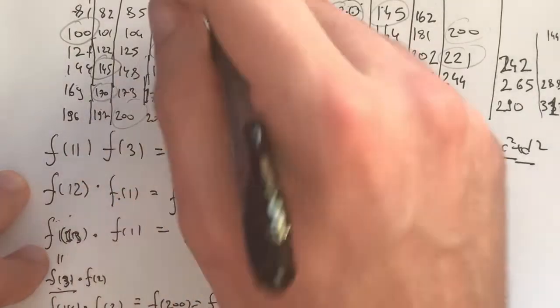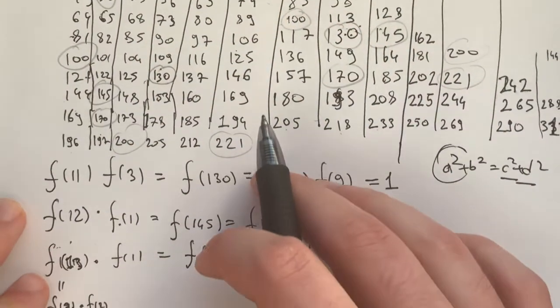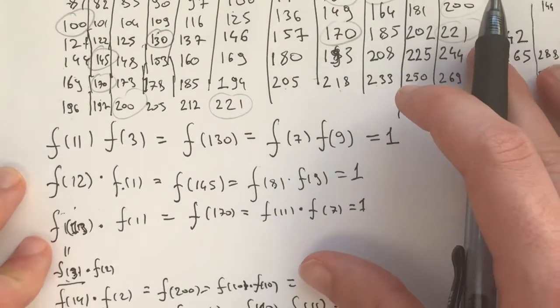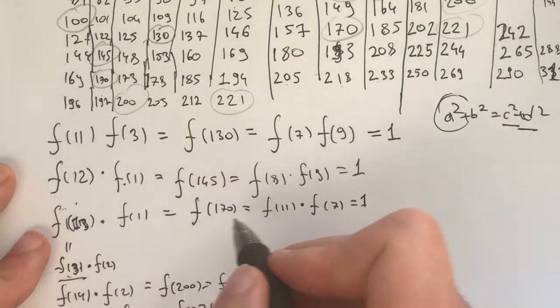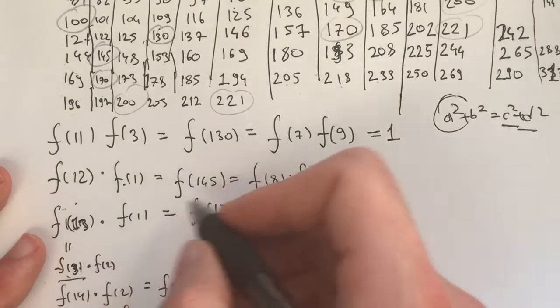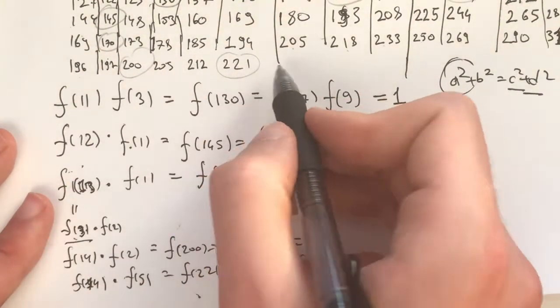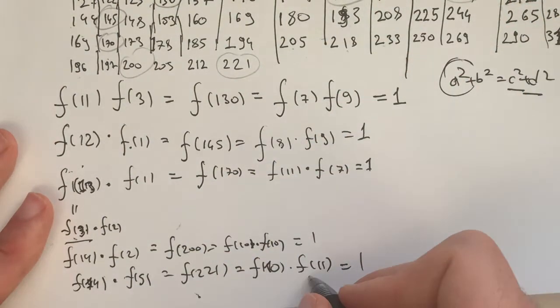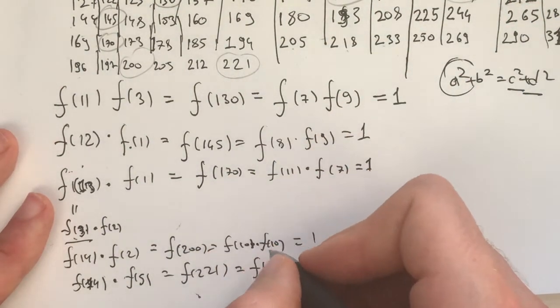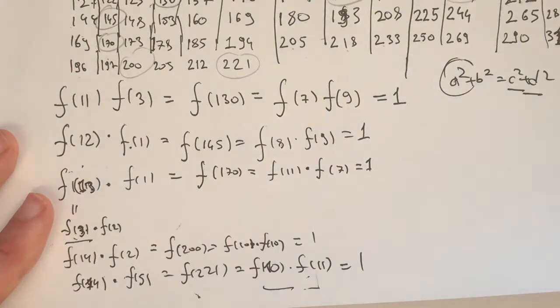Now f of 13 I could be done with writing it as 3 squared plus 2 squared. But I decided to look at it in this same table to see if there's a pattern, a more general pattern I could use. And I got it as f of 11 times f of 7. And then f of 14 I could write in two ways. I was filling it up to make sure that I could write it in two ways so that I do not miss any particular pattern while I'm doing this.